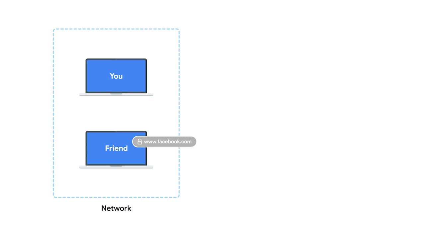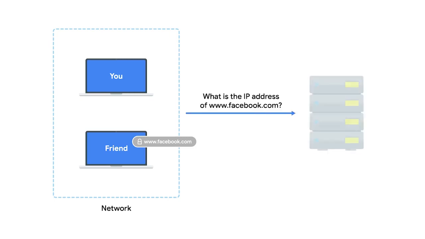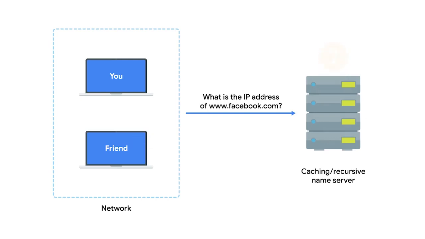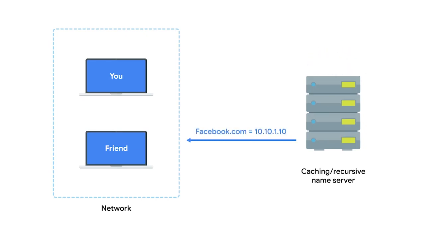Both of your computers are on the same network, which usually means that they've both been configured with the same name server. So your friend's computer asks the name server for the IP of www.facebook.com, which it doesn't know. This name server now performs a fully recursive resolution to discover the correct IP for www.facebook.com. This IP is then both delivered to your friend's computer and stored locally in a cache.